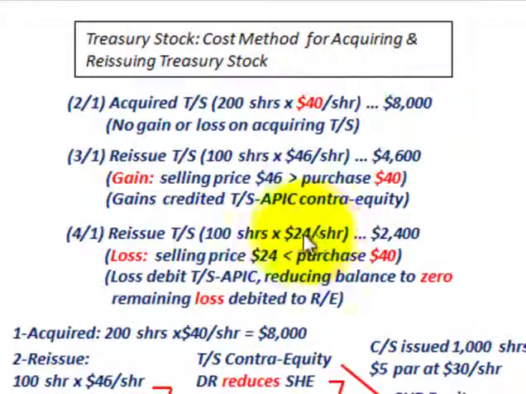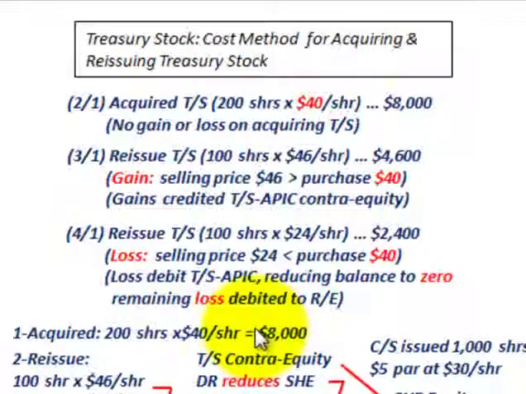Now on 4/1, we're going to reissue the remaining 100 shares of treasury stock that we hold at $24 per share. That equates to $2,400. In this case, we're going to have a loss, because our selling price of $24 per share is less than the purchase price of $40 per share. Again, we compare it to what it cost us to acquire it, which was $40 per share. We're going to debit the loss to additional paid in capital, reducing the balance to 0, and the remaining loss is going to be debited to retained earnings.